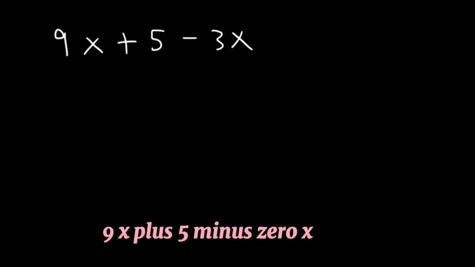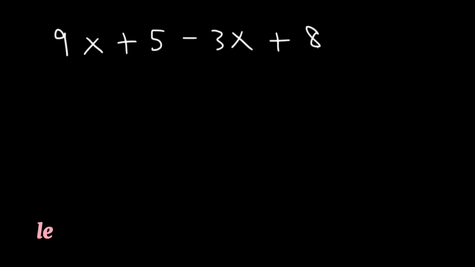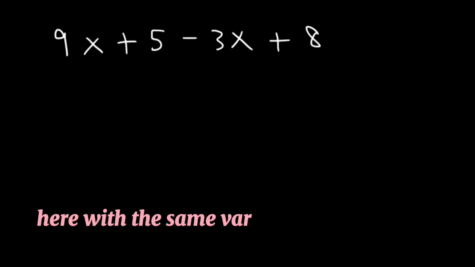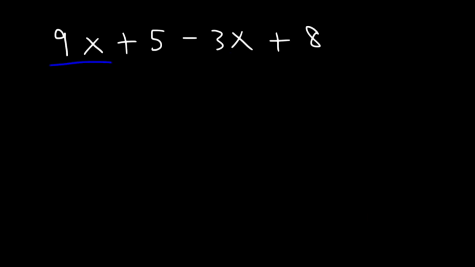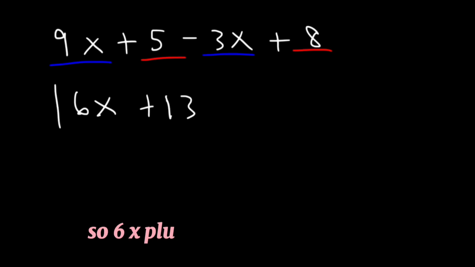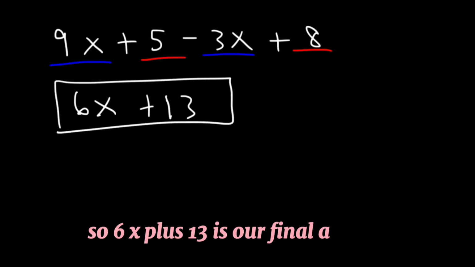Let's try again here. 9x plus 5 minus 3x plus 8. Let's simplify this one. Collect like terms first, with the same variable and constants together. 9x minus 3x is 6x. 5 plus 8 is 13. So 6x plus 13 is our final answer.